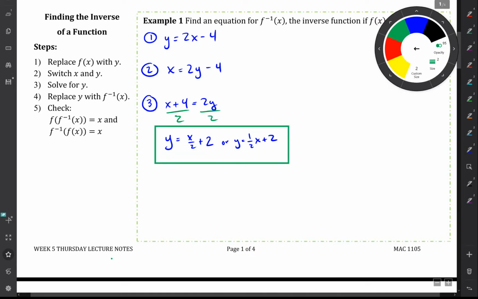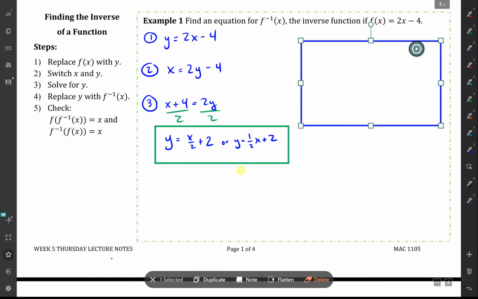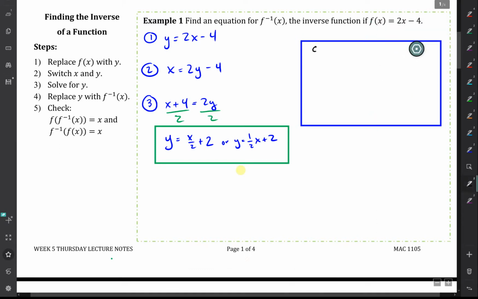So there's your answer, and then we should also check our work. So I'm going to do that in this blue box right here. So to check our work, we should do f of f inverse of x. And I should really write this as f inverse of x equals 1/2 x plus 2. So once you've solved for y, you should then replace y with f inverse. So this was step 4.